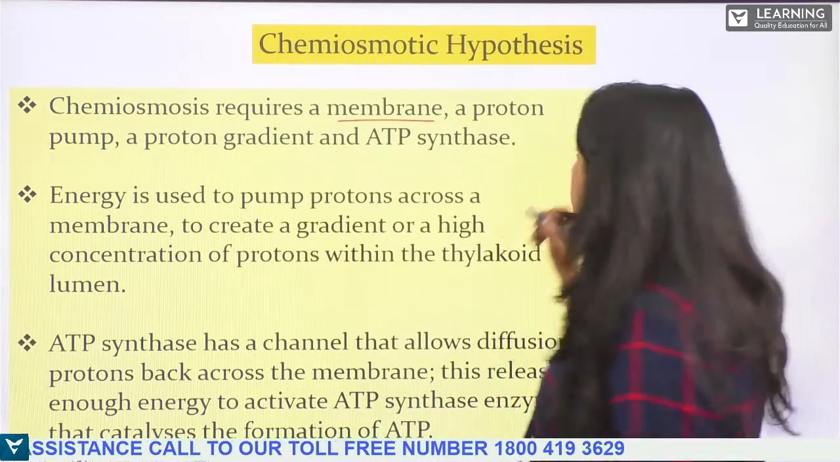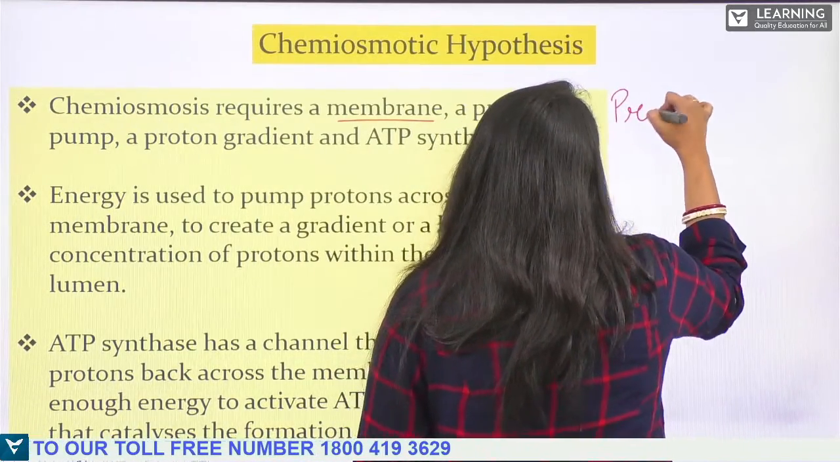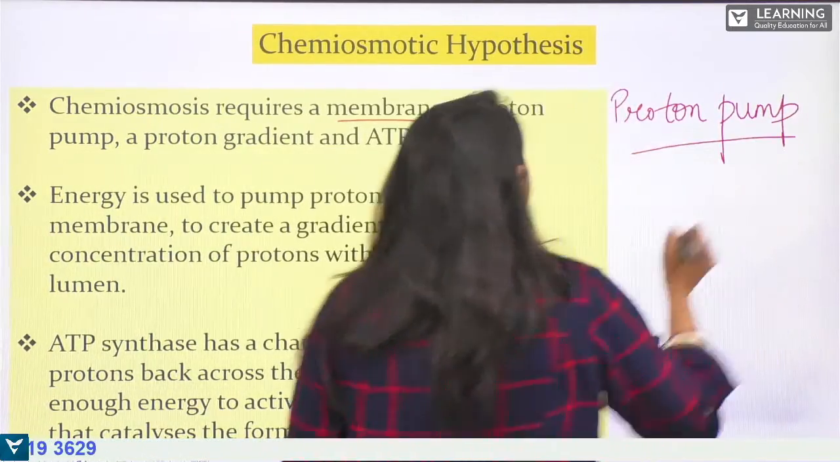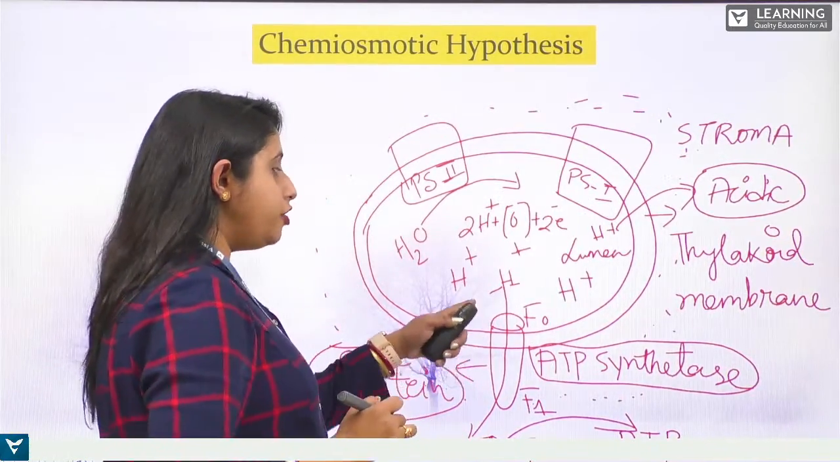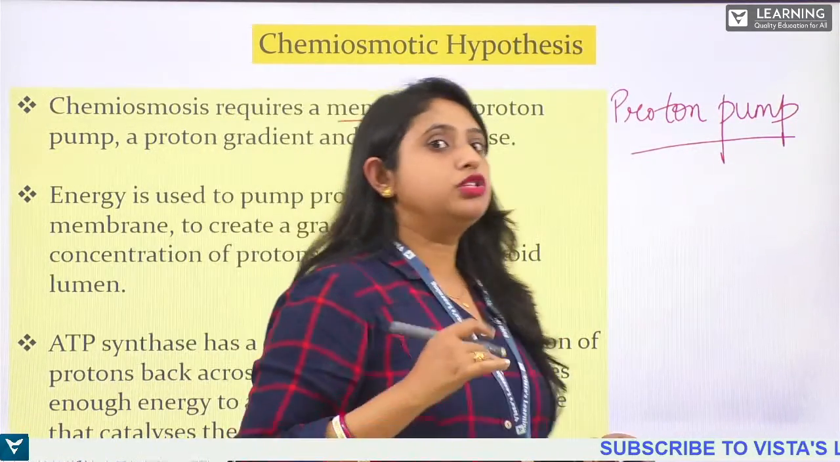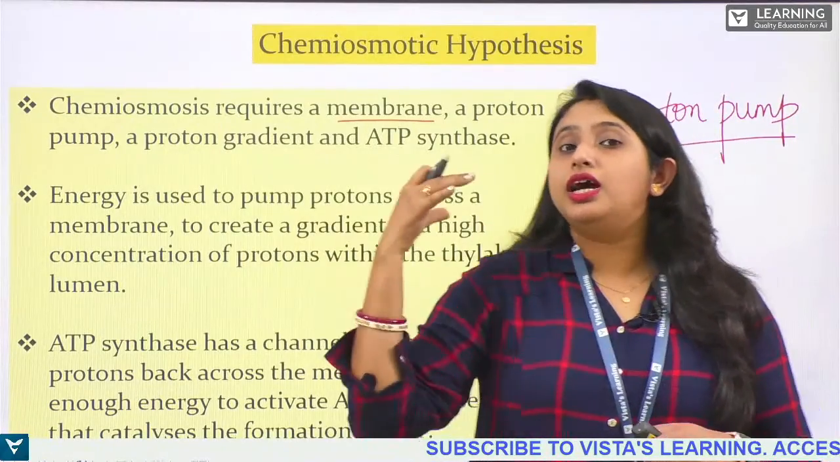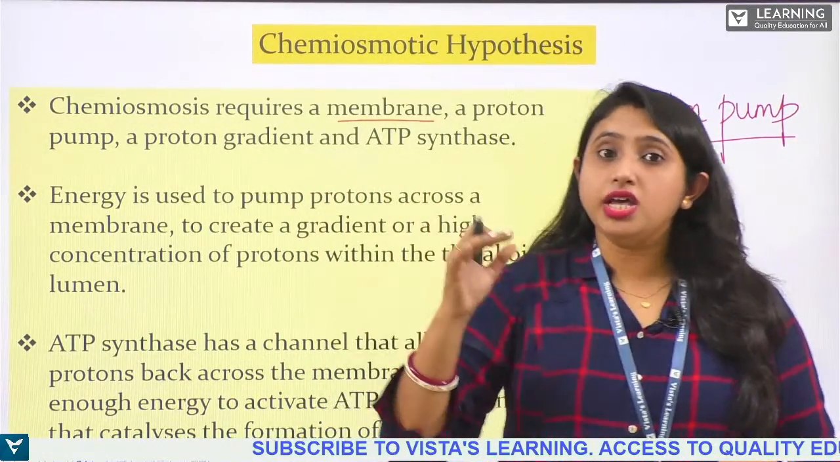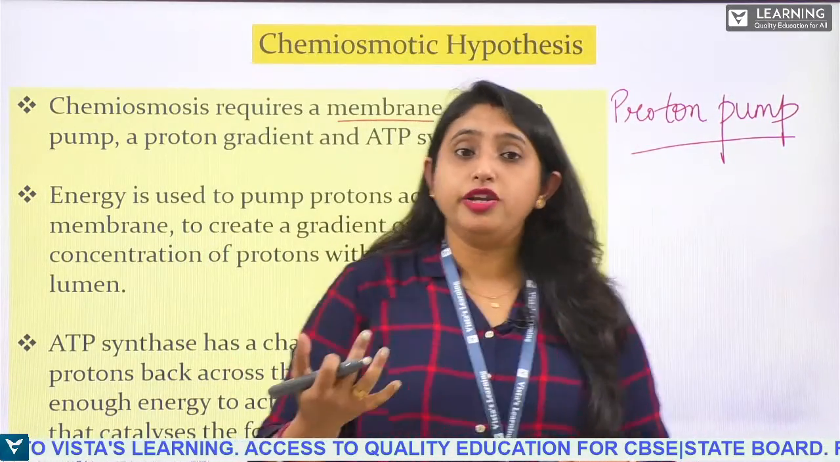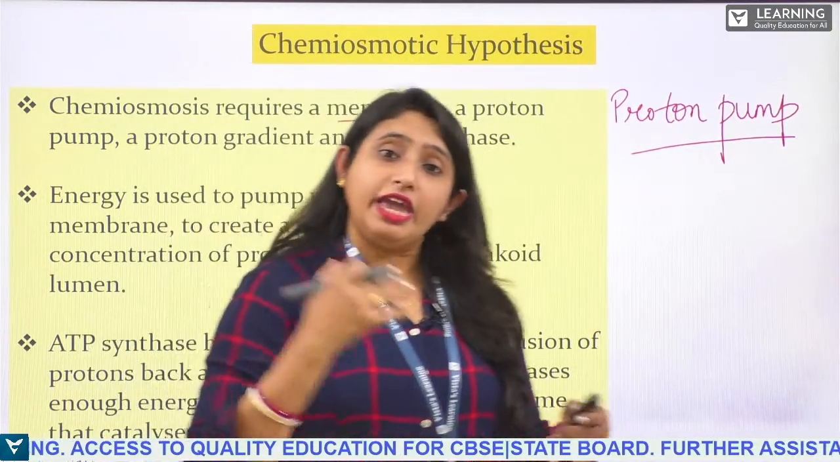And it also requires the proton pump. These are the special pumps which push the hydrogen ions outside, isn't it? So what these proton pumps do is collect all the hydrogen ions and act like a motor. They revolve, and in that case they produce one ATP from ADP.